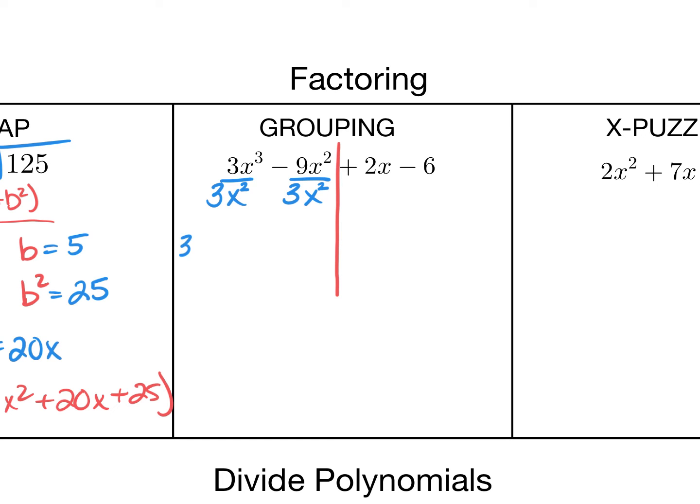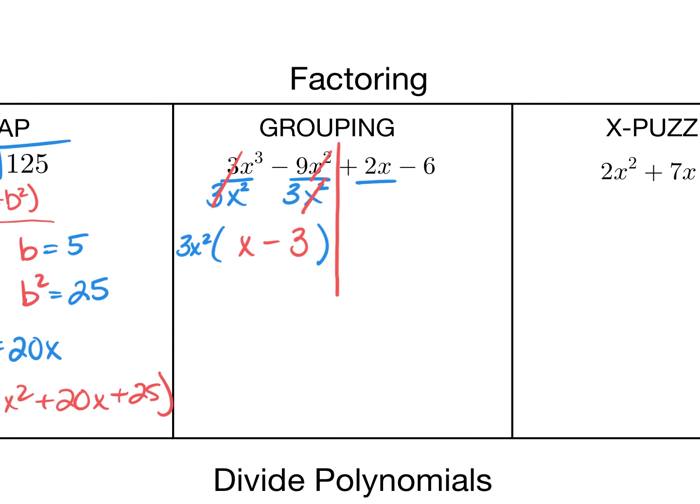So we're going to copy that greatest common factor. And then inside the parentheses, we're going to write what we have left over after we take out 3x squared. So the 3's cancel out. We're left with x in our first term. Copy this minus sign. 9 divided by 3 is 3. And the x squareds cancel out.